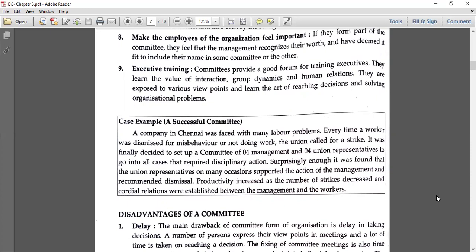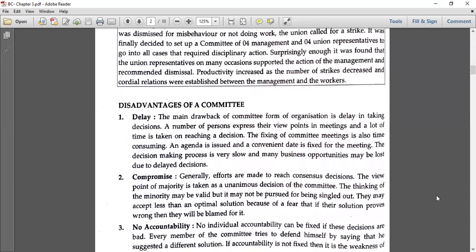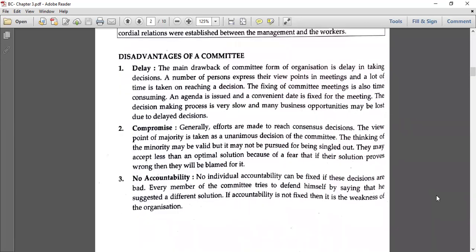establishing a committee. Obviously, as there are 2 sides of a coin, there are advantages and there are disadvantages as well. The first is delay. Generally, whenever a committee is established, people have to meet a number of times, and then a number of persons express their views. There is back and forth communication, and then the fixing of committee meetings is also time consuming.